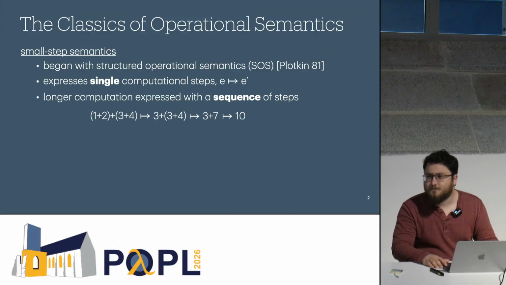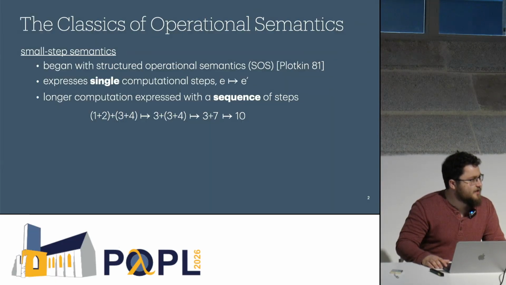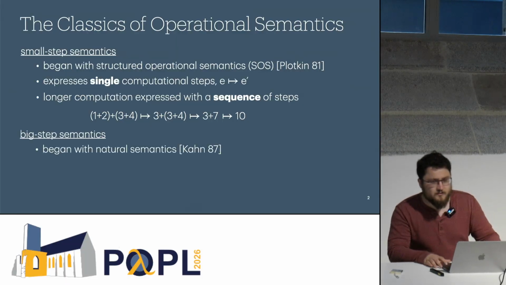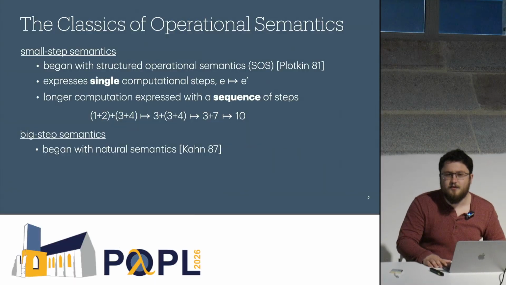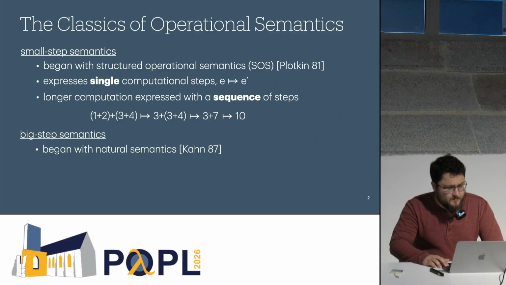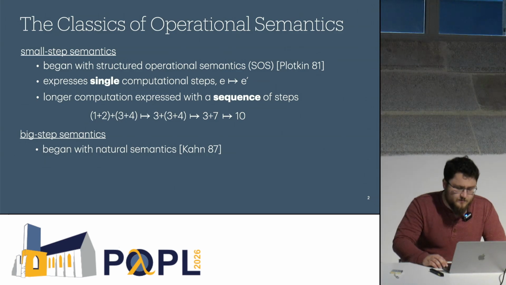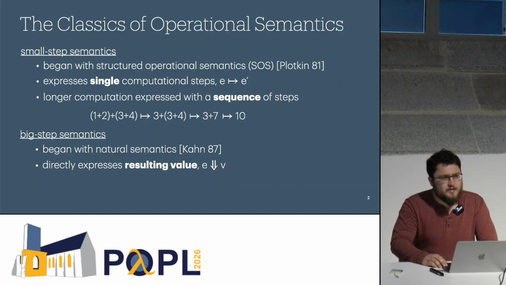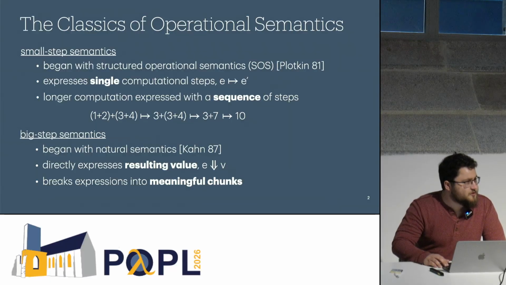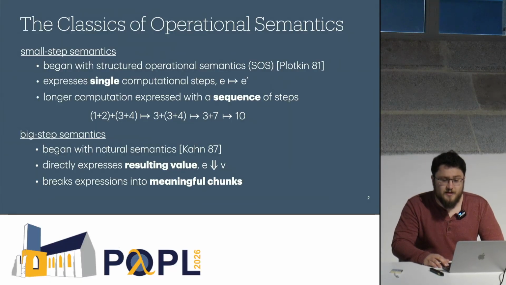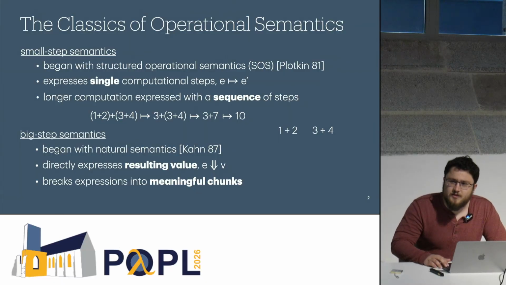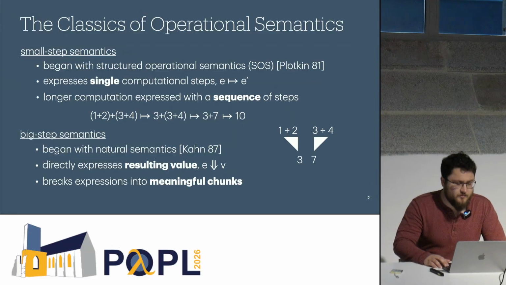That's small step semantics. Now let me tell you a little bit about the other big player in operational semantics, and that would be big step semantics. That came on the scene around 1987 with the work of Kahn, no relation. Unlike small step semantics, big step semantics works by trying to directly relate an expression to its resulting value. It does that by breaking up an expression into meaningful chunks and reasoning about how those different chunks evaluate. For example, the same previous expression has these two significant sub-expressions, and they evaluate to 3 and 7, so the overall expression evaluates to 10.